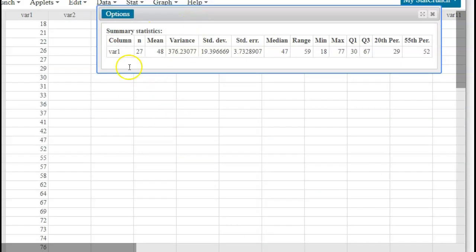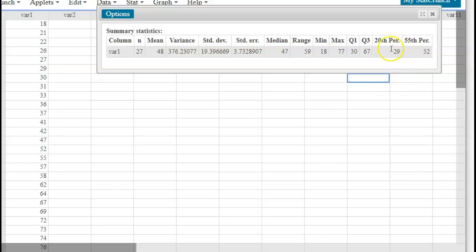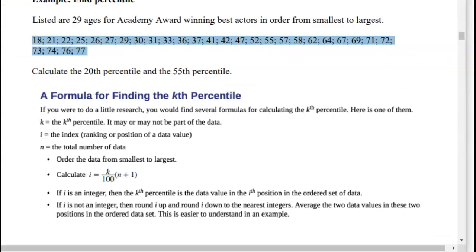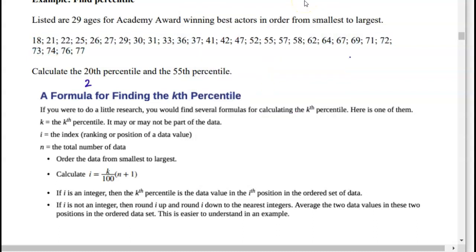So it gives you this table with a bunch of stuff that's pre-selected. But what we want right here is the 20th percentile and the 55th percentile. So the answers are 29 and 52. Okay, so let's write that down. So 29 and 52.